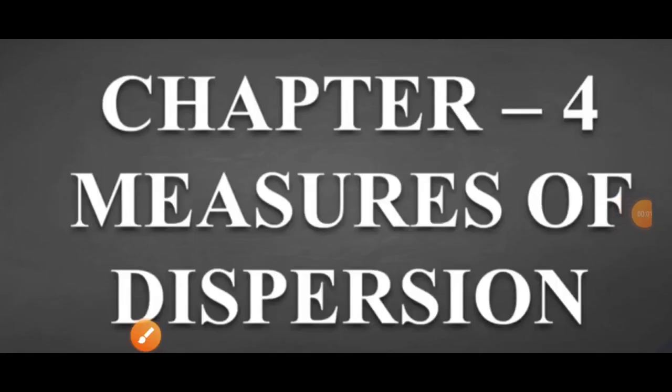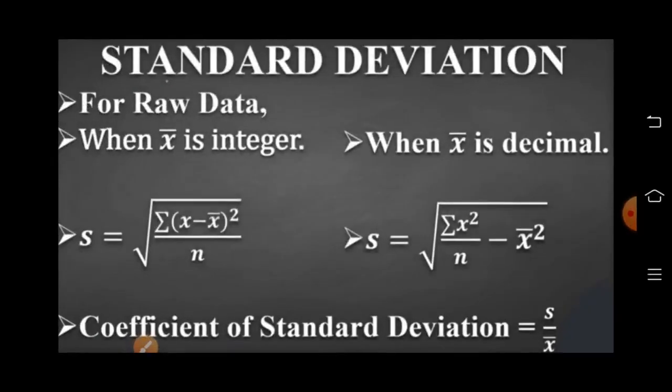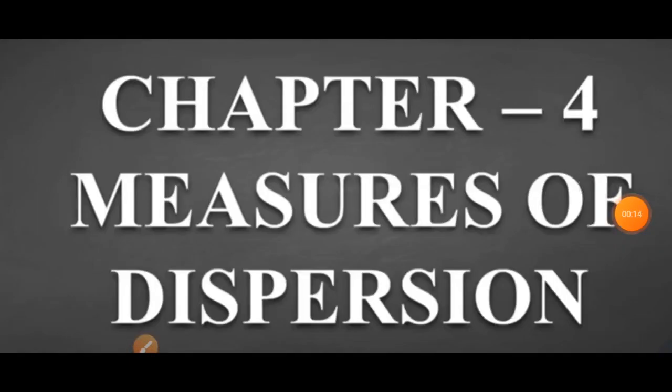Good morning, students. Welcome back to the class of statistics. Today we are going to start exercise 4.4, which is related to standard deviation. The positive root of the variance is called the standard deviation. It is denoted by S. The well-known statistician Karl Pearson defined the standard deviation as the positive square root of the mean of the squares of the deviations measured from the mean.